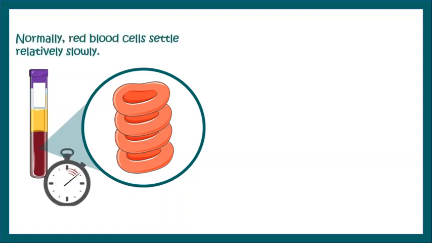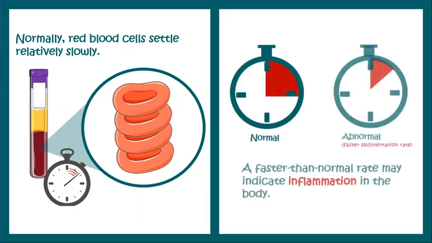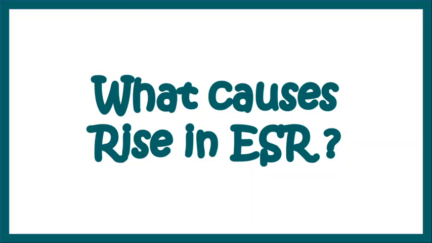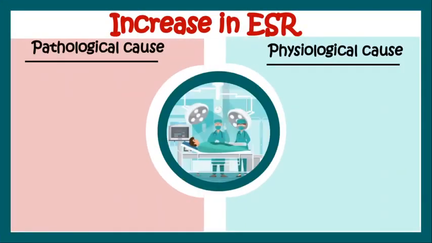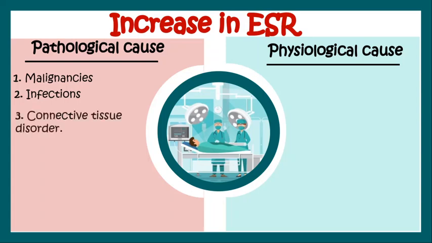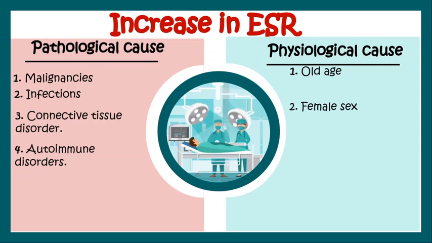Normally, the red blood cells settle down relatively slowly, but if the rate becomes abnormally fast, then that indicates an inflammation that is going on in the body. Now, what causes rise in ESR? Rise in ESR can be pathological or physiological. Pathological causes include malignancies, infections, connective tissue disorders, as well as autoimmune disorders. That means mostly the inflammatory diseases. Whereas physiological rise can occur in old age, female sex, menstruation, and pregnancy.